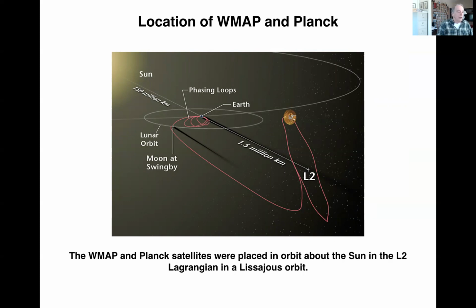And it didn't occupy just a point at L2. It went into an elliptical orbit above and below L2, just so that it could examine the sky near the sun. If it were at L2 exactly, it would never be able to probe the sky in the direction of the Earth and the sun. But being sometimes above and sometimes below the plane of the orbit of the Earth, it could peek at the sky that was directly behind the sun if it were just at that L2 point.